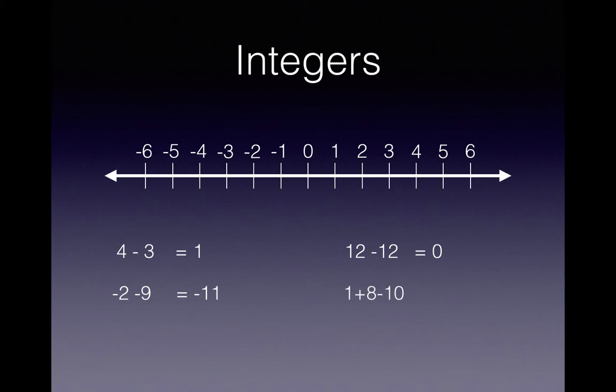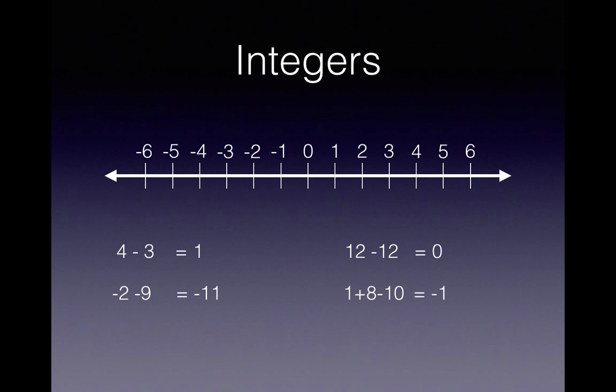And the last one, we're starting at 1. The plus says we're going to the right by 8. So if we started at 1 and went to the right by 8, we'd end up at 9. And then the -10 tells me I need to go to the left by 10 spaces. We end up at -1.